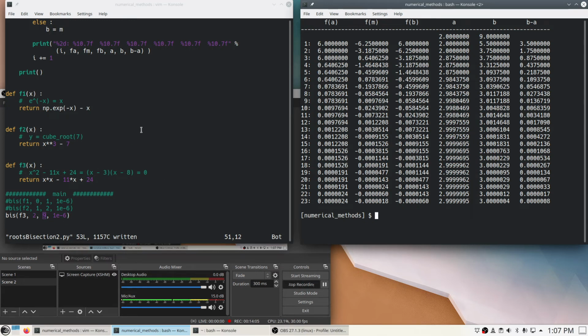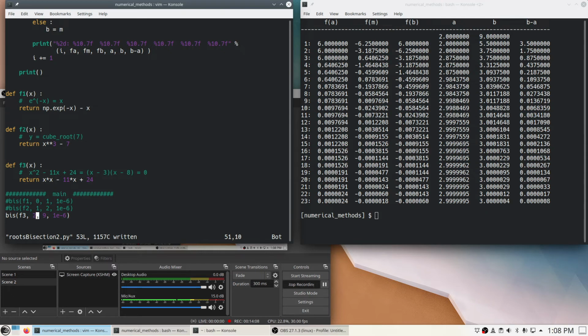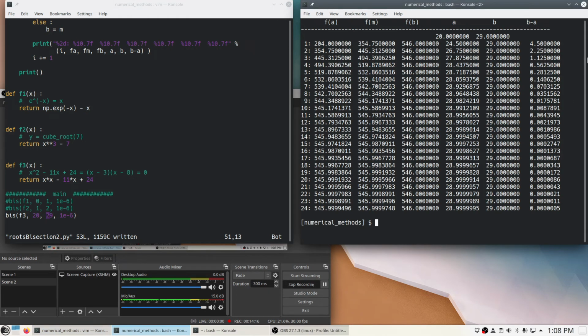Now, what if we chose something that wasn't correct? What if we said, I think the answer is between 20 and 29? What happens? Well, the algorithm itself still tries to find midpoints, but look at what happened. f of a is positive, f of b is positive. Here f of a is positive, f of b is positive. They never get on opposite sides of the x-axis. So that's my way of knowing something's going on here. Even though these two answers are close, they have to be close because of the way the algorithm works.